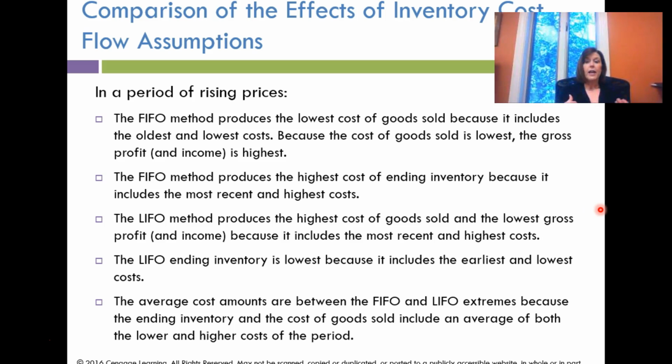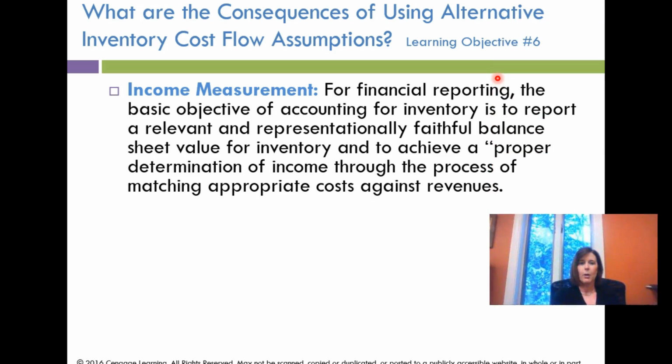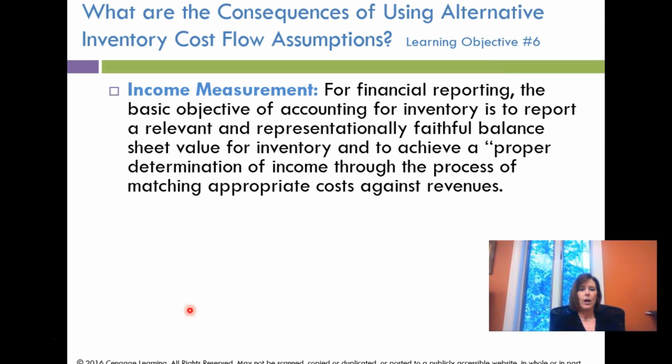The LIFO method gives you the highest cost of goods sold and the lowest gross profit. So you're going to have a lower tax liability theoretically using your LIFO method, assuming prices are going up. And I'm going to stop here because frankly this video is long enough, and I will hop over to the next video for the alternatives of these various cost flow assumptions.